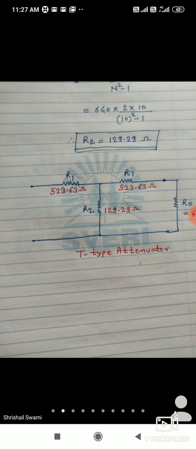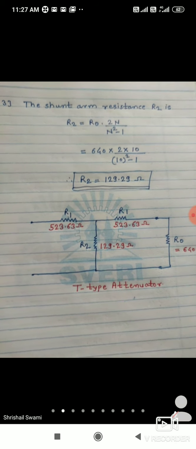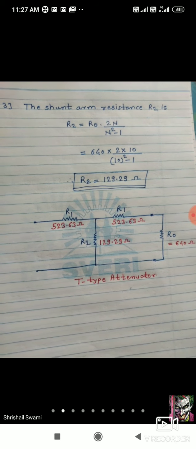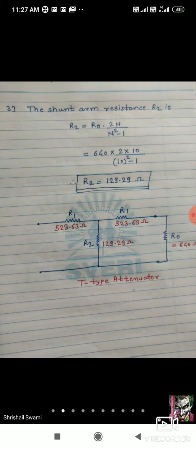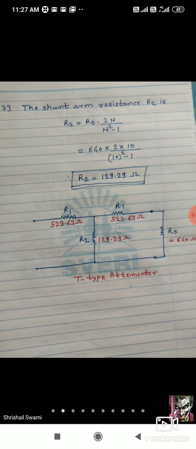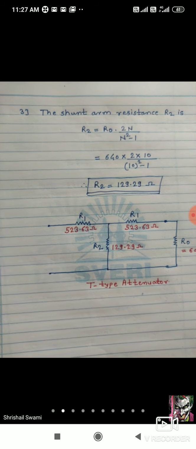Okay. So any doubts in the T type design? Okay, very easy it is. So in the next lecture we are going to start the pi type attenuator. Okay, so we will stop now.